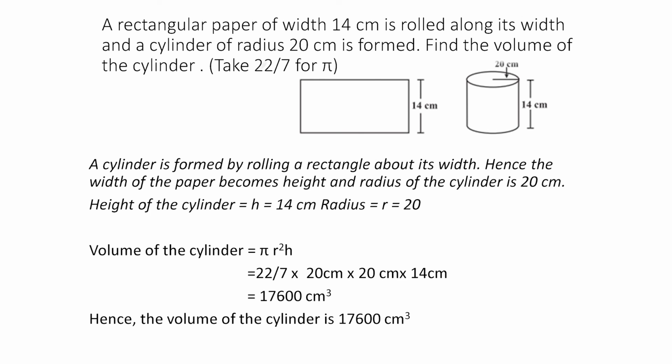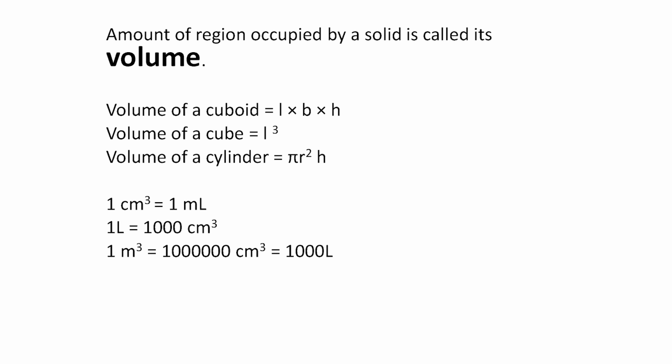Therefore, volume of cylinder is equal to pi r square h. Substitute all the values of pi, r and h. What do you get? You get the answer as 17,600 centimeter cube. Hence, the volume of cylinder is 17,600 centimeter cube.